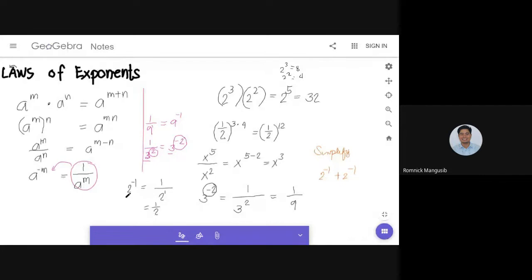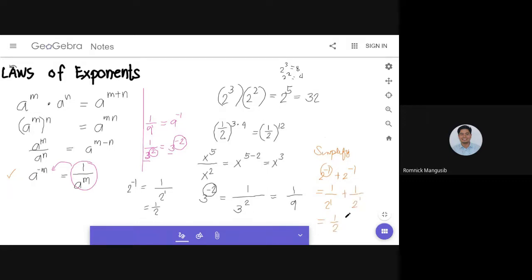And how do we get that? You're being guided by the negative exponent rule. If you see this negative 1, that becomes 1. The numerator is automatically 1. Then the exponent base 2, copy it. And this negative 1 becomes positive 1. So 1 over 2. That becomes 1 over 2.